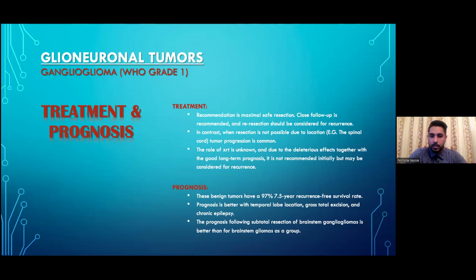Prognosis otherwise, these benign tumors have a 97% 7.5-year recurrence-free survival rate. Prognosis is better with a temporal lobe location, given the availability to do a gross total resection in this area, and patients usually have chronic epilepsy following this. The prognosis following subtotal resection of brainstem gangliogliomas is better than brainstem gliomas as a group entirely.